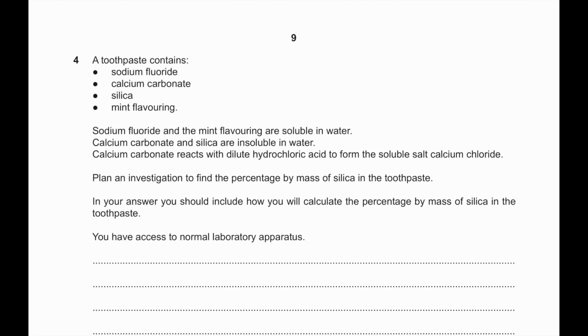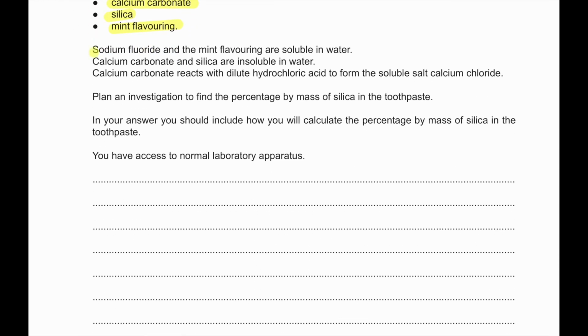Question number 4. A toothpaste contains sodium fluoride, calcium carbonate, silica, mint flavoring. Sodium fluoride and the mint flavoring are soluble in water. Calcium carbonate and silica are insoluble in water. Calcium carbonate reacts with dilute hydrochloric acid to form the soluble salt calcium chloride. Plan an investigation to find the percentage by mass of silica in the toothpaste. In your answer, you should include how you will calculate the percentage by mass of silica in the toothpaste.